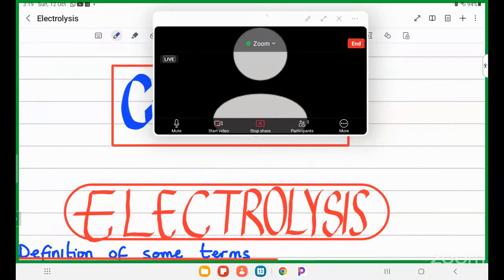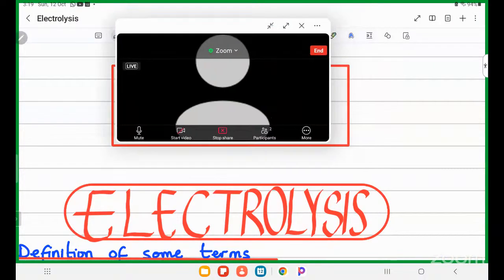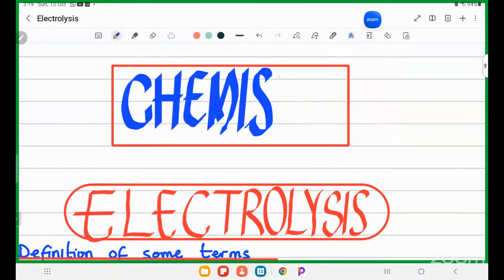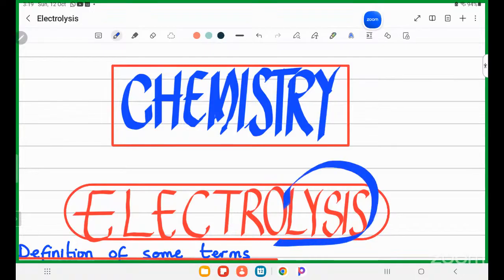So, like I said, in today's chemistry lesson, we are going to look at electrolysis. In a nutshell, when you hear the word lysis, lysis simply means to break down something.